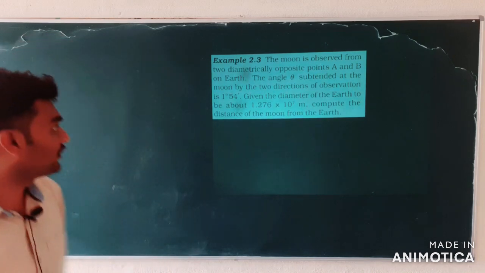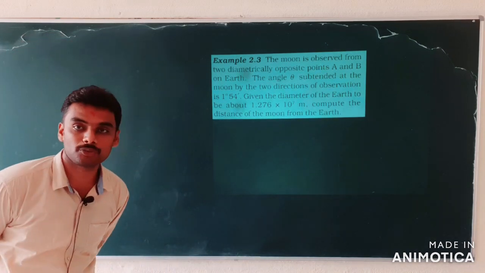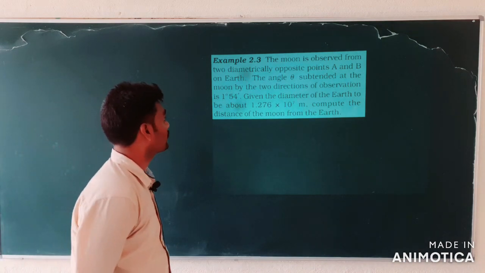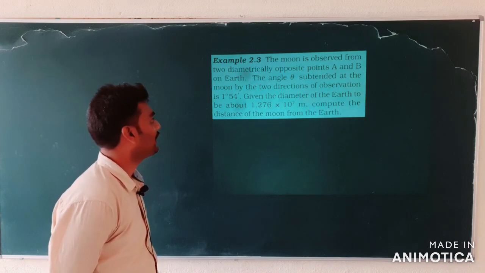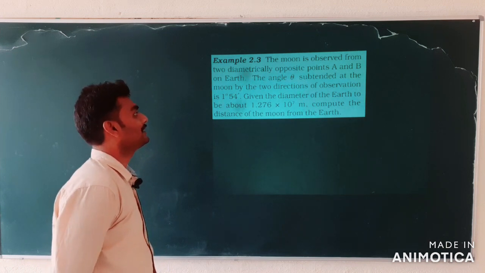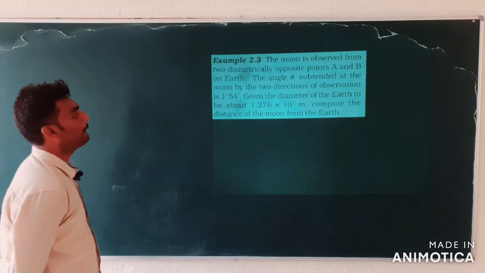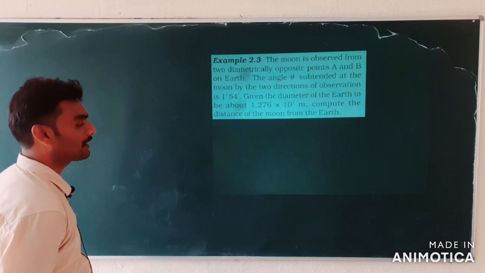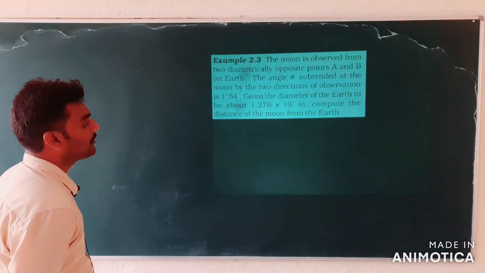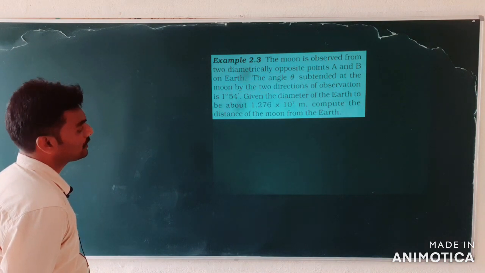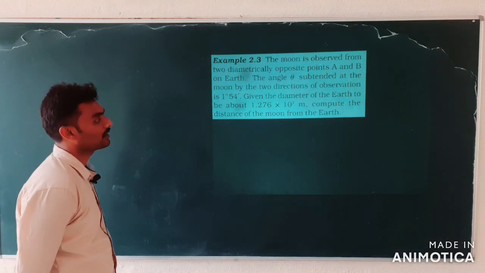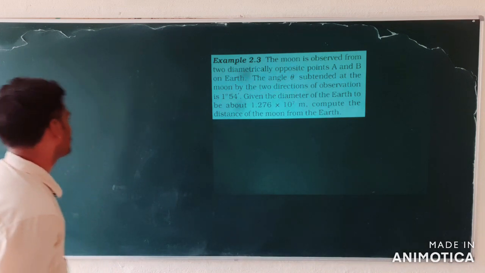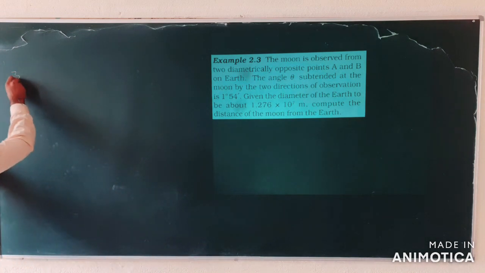Next, the third question, example 2.3. This question is also based on parallax method. The question is as follows. The moon is observed from two diametrically opposite points A and B on Earth. The angle theta subtended at the moon by the two directions of observations is 1 degree 54 arc minutes. Given the diameter of the Earth to be about 1.276 into 10 to the power of 7 meter. Compute the distance of moon from the Earth. So the data is as follows.